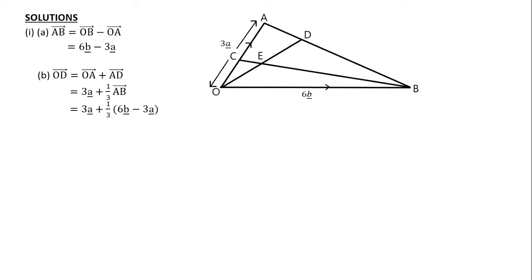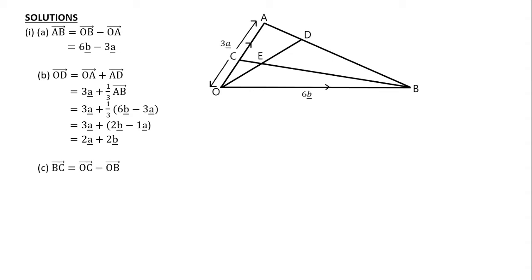From here, we are going to expand. We'll multiply 1/3 times 6B, which will give us 2B. 1/3 times negative 3A will give us a negative A. From there, we'll group the like terms together. 3A and negative A can be simplified. So 3A minus 1A is going to give us 2A. Therefore, vector OD is equal to 2A plus 2B.